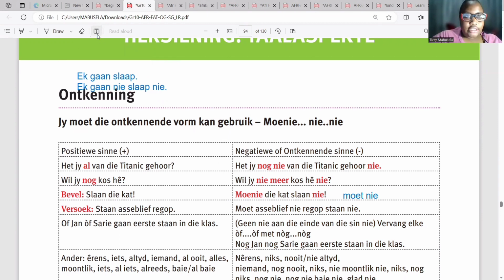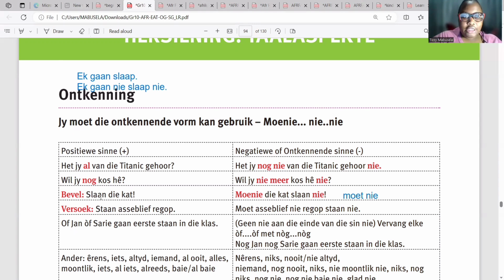So that's a very important rule in Afrikaans. So let's look at some special cases where you have questions. So if the question is, het jy al van Titanic gehoor? You will keep it in question form, but you'll make it negative. So here they forgot to add a question mark, so they put a full stop by mistake. So you're going to keep it in a question form and you're going to say, het jy nog nie van Titanic gehoor nie? So the negative of al is nog nie.